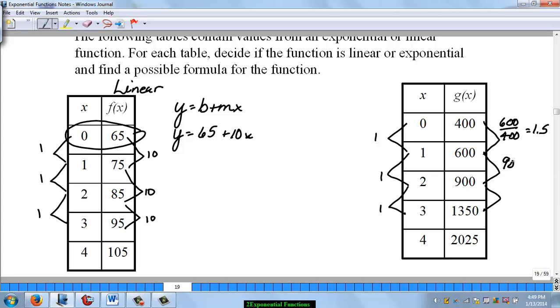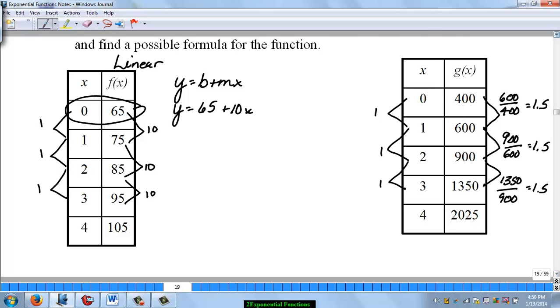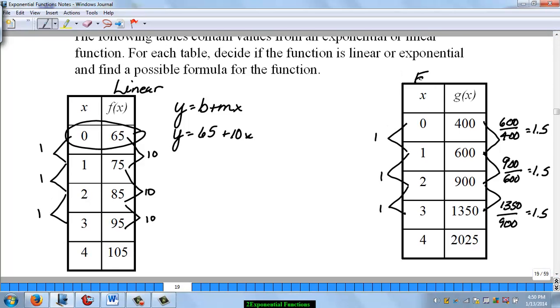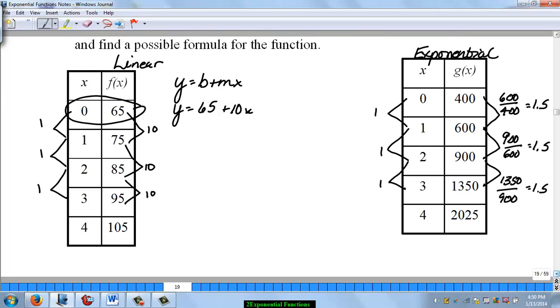And this one's 900 over 600. And when I do that, it's 1.5. And then 1350 over 900, get the idea? It is 1.5. So I see that my ratio is constant. So this must be exponential. And if this is exponential, then what I'm going to do is do the formula here.